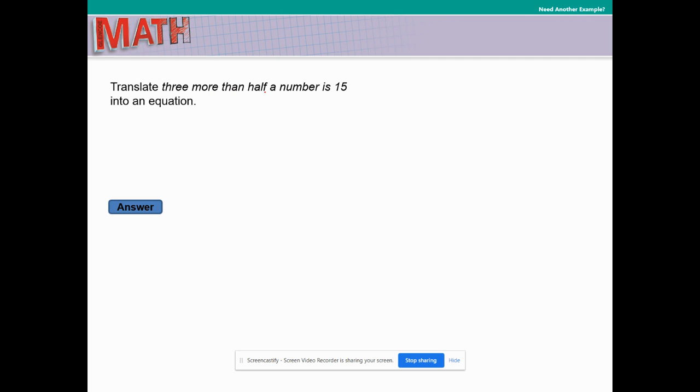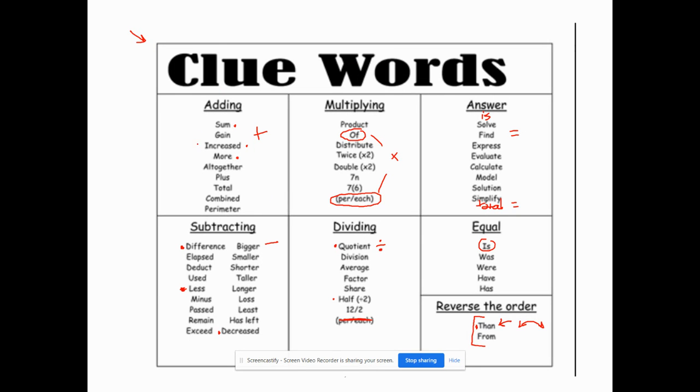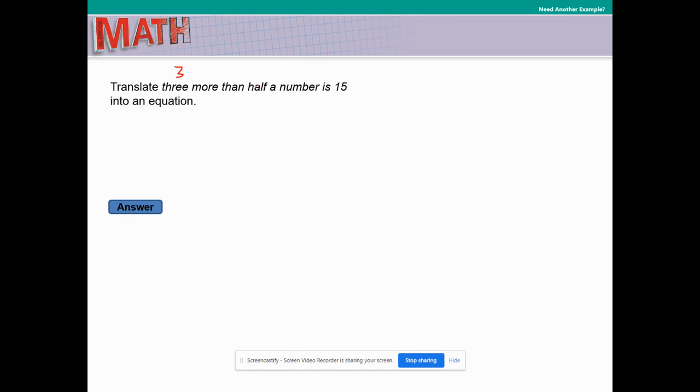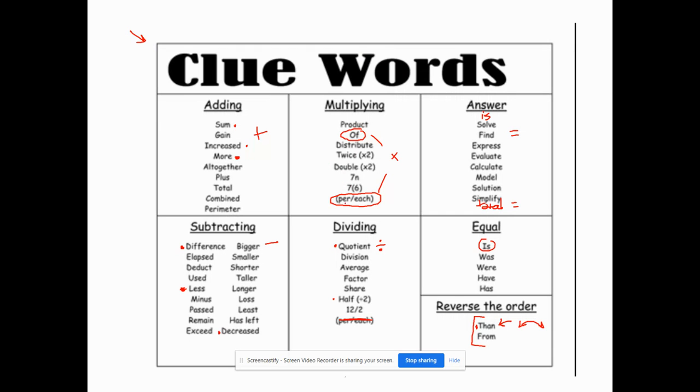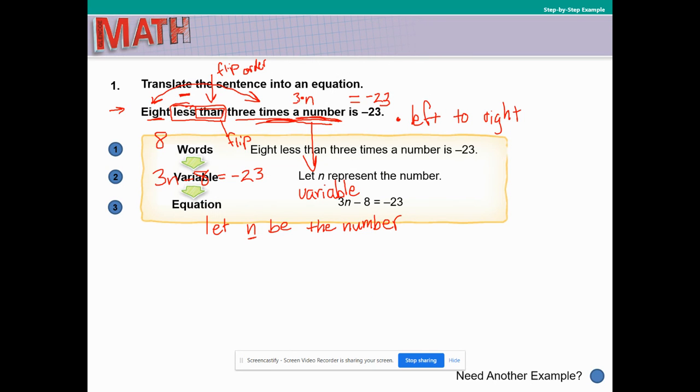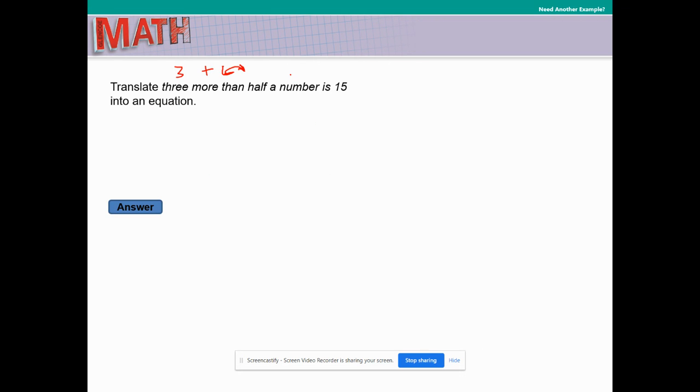3 more than half a number is 15. So 3, I go back to my slide. More is going to be plus, than means reverse the order. So more, and then this is a reverse. Half a number, let's look what that is. Half a number, oh, there it is. Half, divide by 2. Okay, so n is going to be our number. Half of it means divide it by 2. Is 15, that means equals 15.